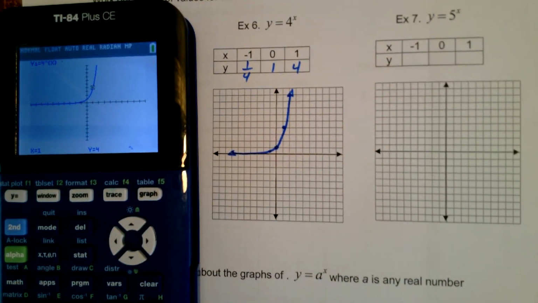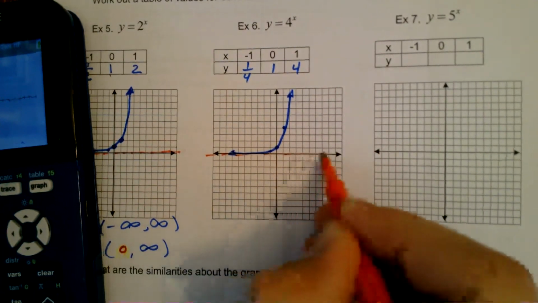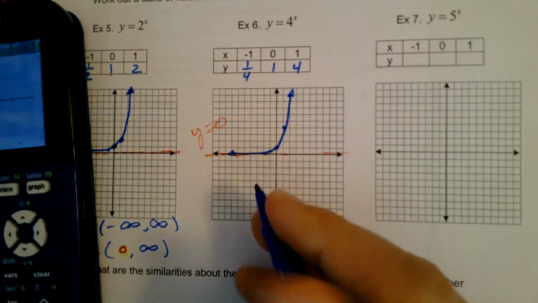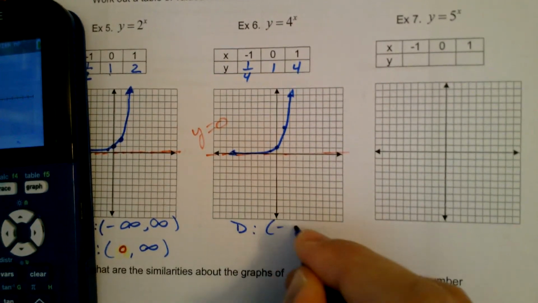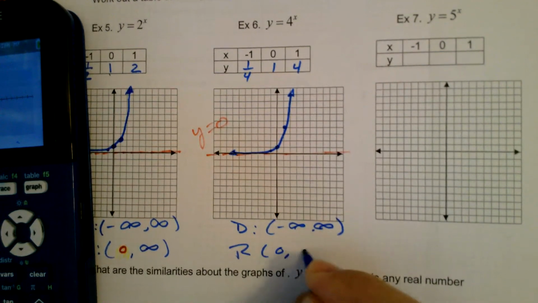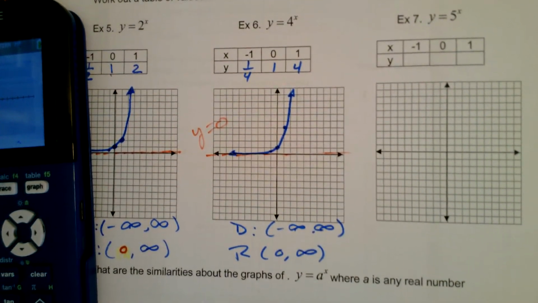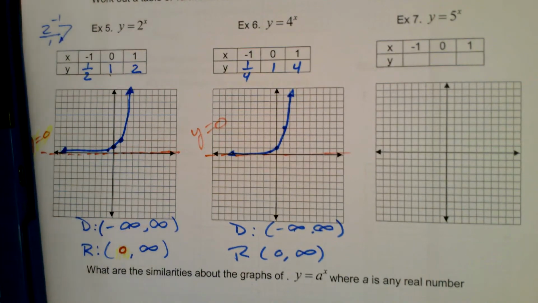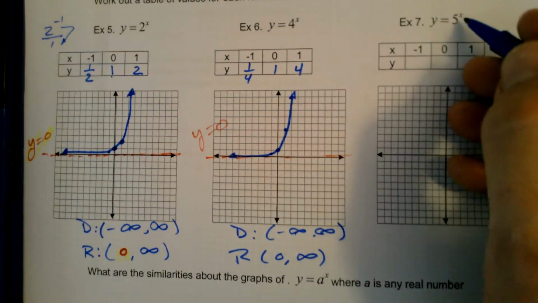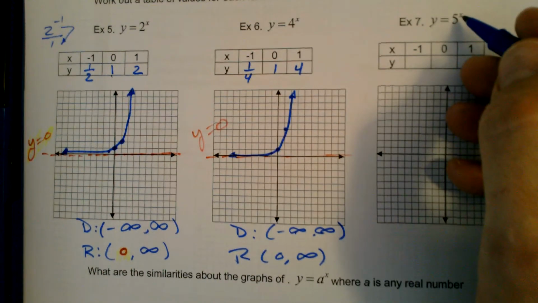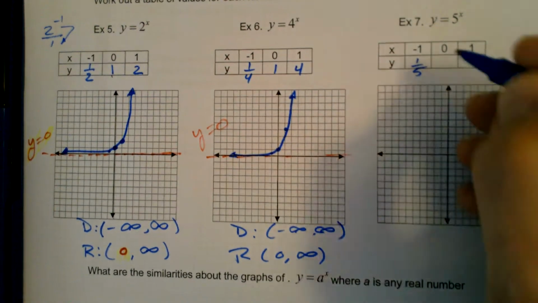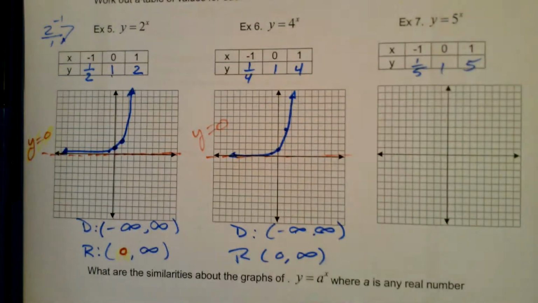Okay, and then it still has the same things. It's got your asymptote, y equals 0, and your domain and range are the same. Domain is -infinity to infinity, and your range is 0 to infinity. And then if you wanted to, you could graph the next one. If I plug in -1, that'd be 5 to the -1 power, which is 1/5. Plug in 0, you would get 1, and if you plug in 1, you get your base, 5.